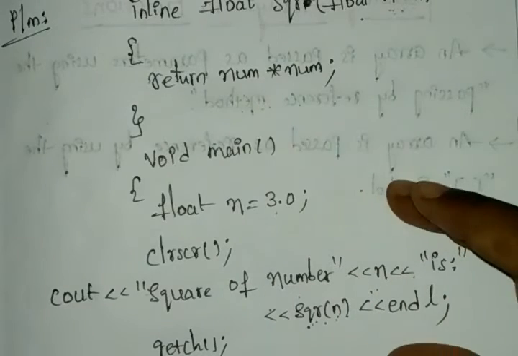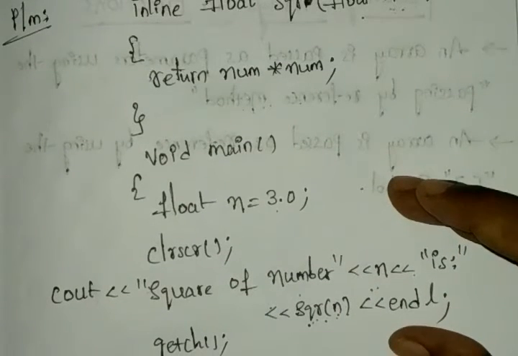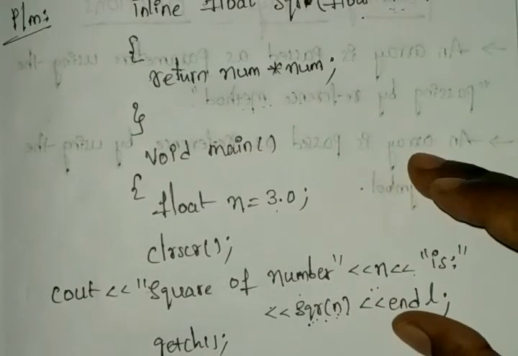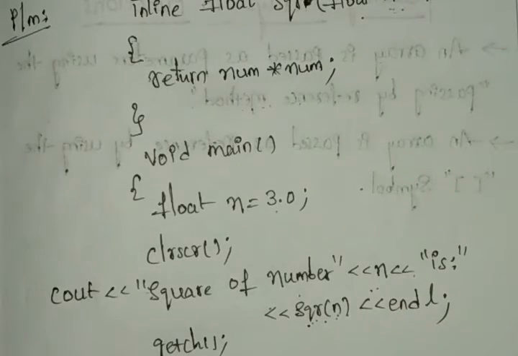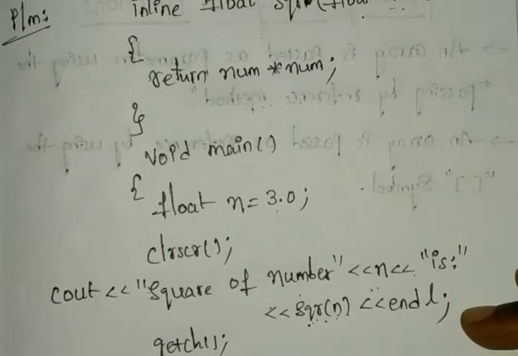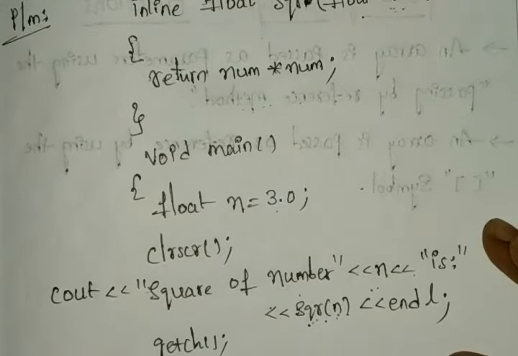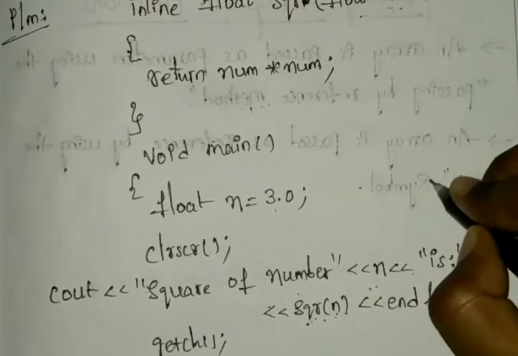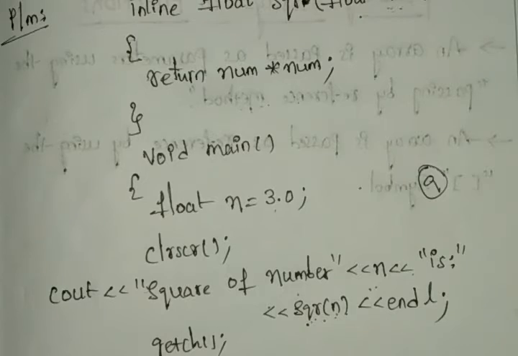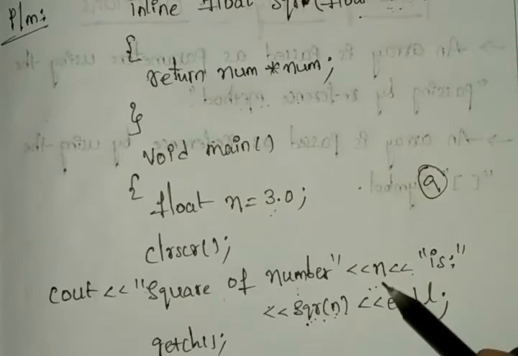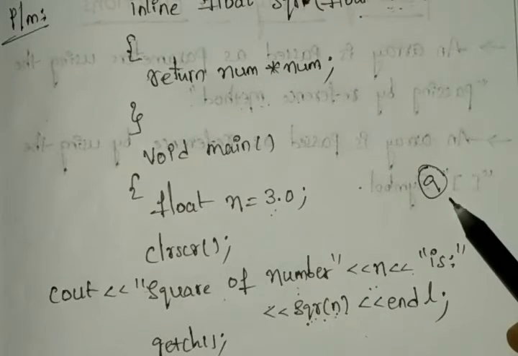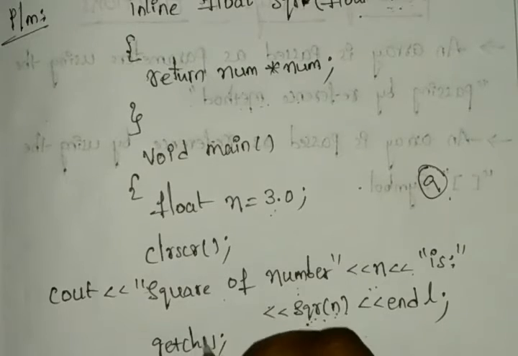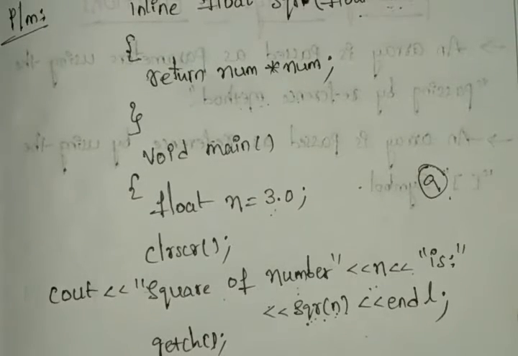Whatever we return for the function in void main is performed by our inline function. These inline functions are included into our function, right? Inside the function we are writing the code like this. So the output will be 9. We took 3, right? So square of number 3 is 9, and it will display the value like that. So this is our inline functions.